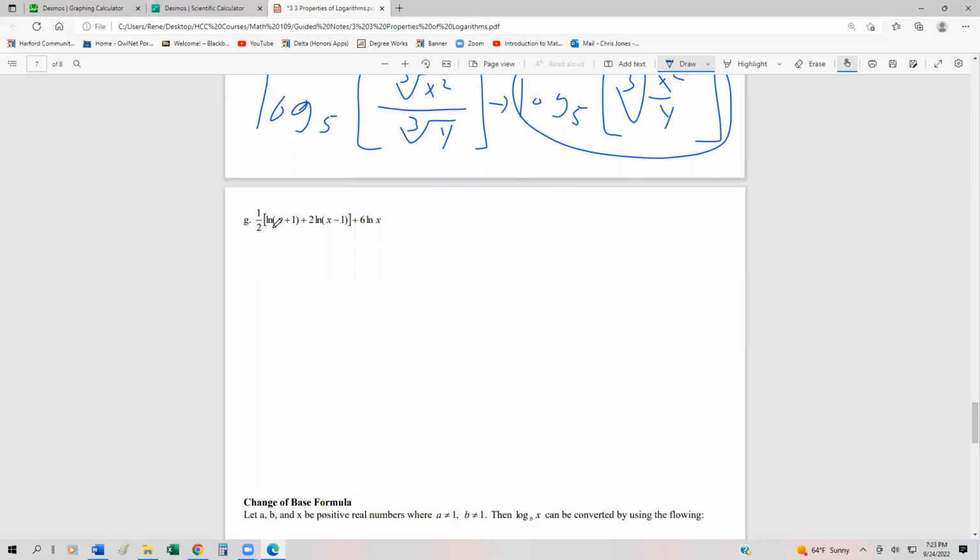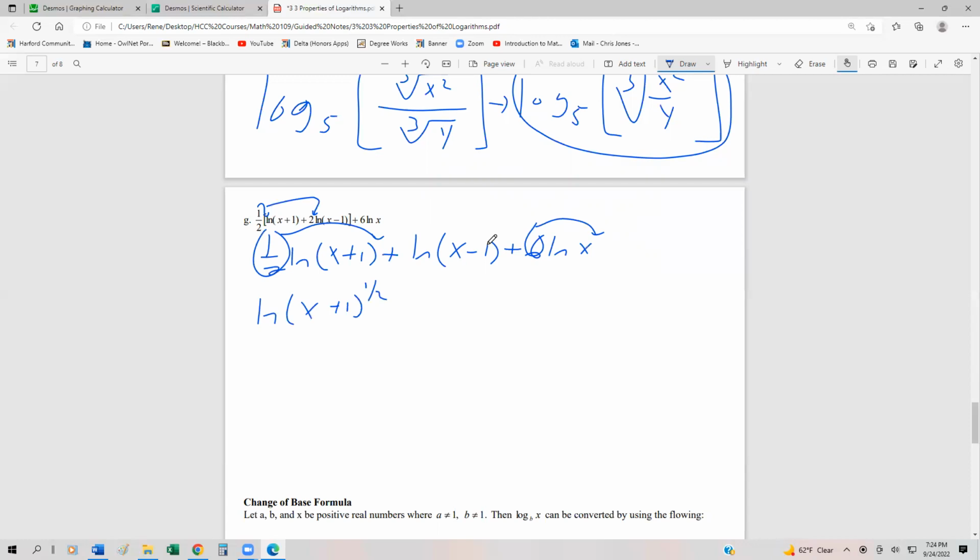All right. Last example of this, we have a 1/2. So we're just going to distribute just like we've done a lot of times already. And so this is going to become 1/2 ln of x plus 1 plus, now 1/2 times 2 is going to be 1. So we're just going to write this as ln of x minus 1, and then plus 6 ln of x. Any coefficients are going to become exponents, so that's easy enough. So now we're going to get ln of (x plus 1) to the 1/2 plus ln of x minus 1 plus ln of x to the 6th.